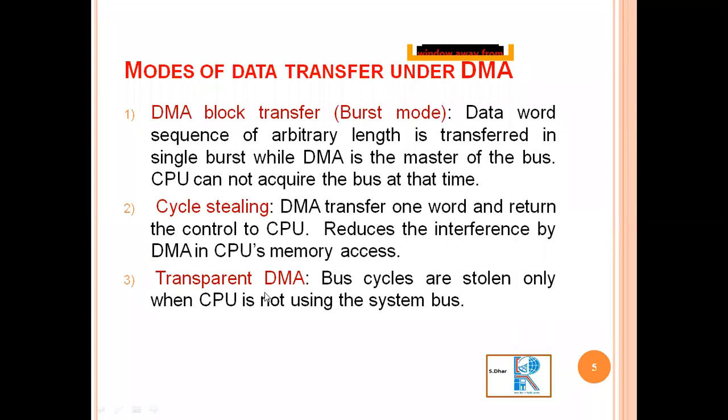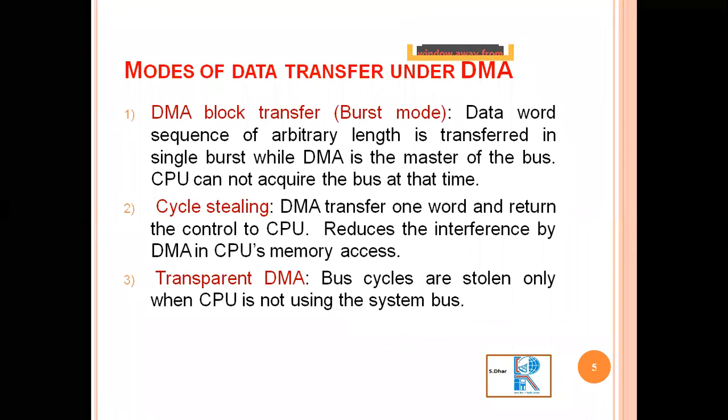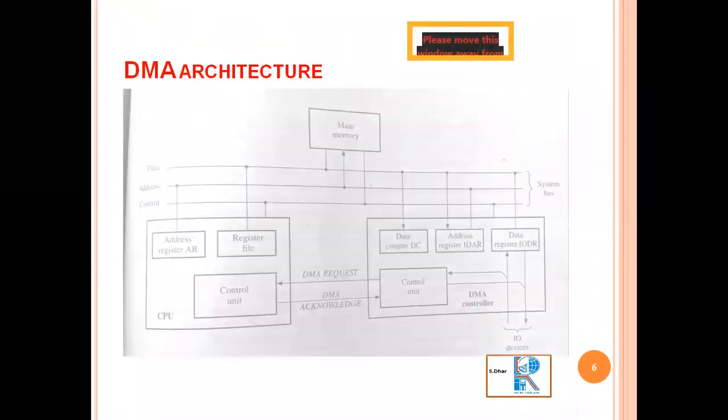This is called the bus cycle stealing method. That means when the CPU is sitting idle or doing some other work and is not using the system bus, then only DMA can get the bus, or the CPU can grant access of the bus to the DMA. So this is called the transparent DMA access mode.